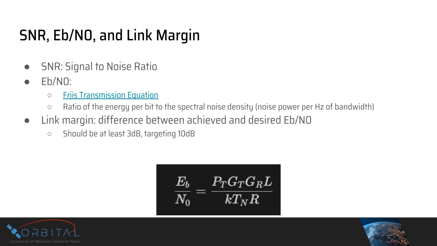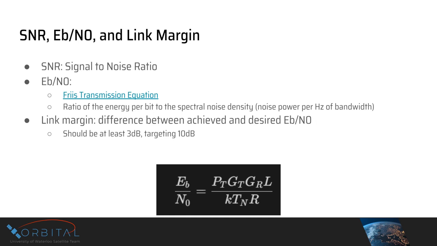So link margin is basically the difference between the achieved and the desired EBNO. It's very simple. It's actually a ratio between the achieved and desired. But since it's given in dB, it's basically a subtraction. If you know basic log rules, you know that a division is equal to a subtraction in a logarithmic scale. And since dBs are a logarithmic scale, it's essentially a dB difference between the achieved and desired EBNO.